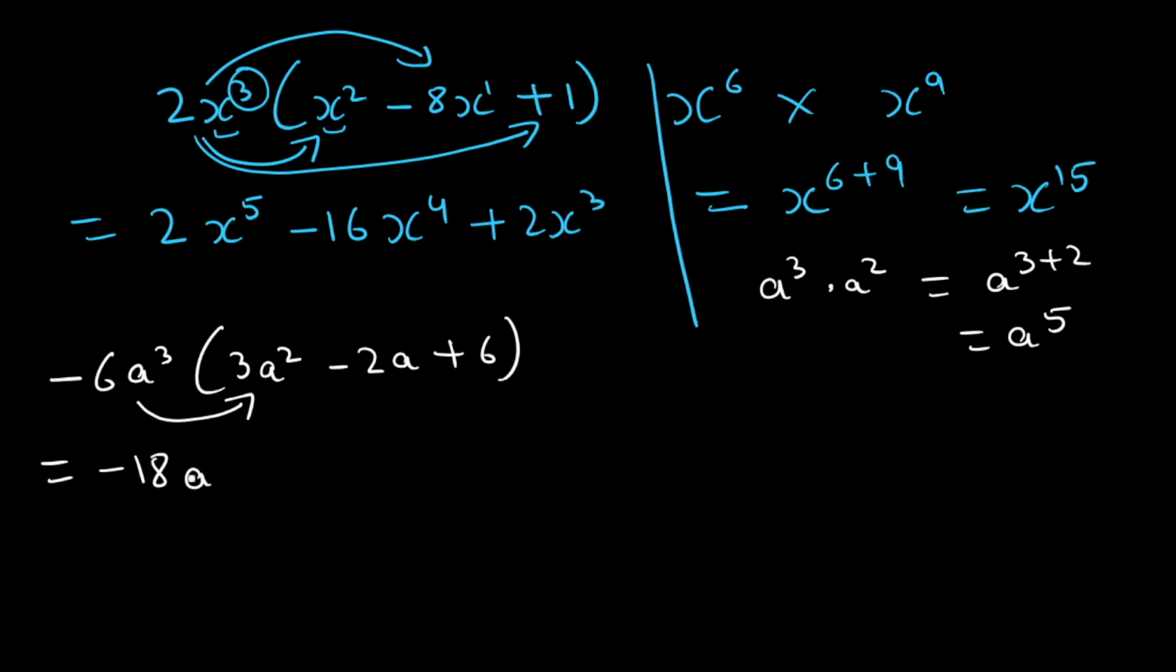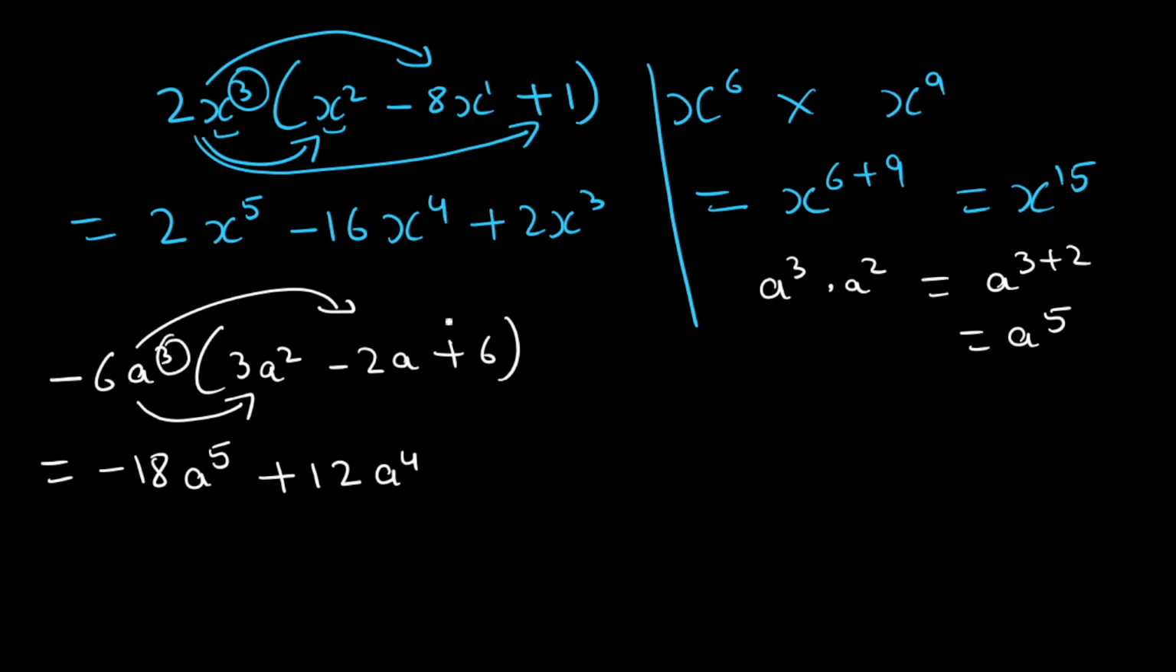So we get negative 18a to the power of 5. Next one, we have negative 6a cubed times negative 2a. So negative 6 times negative 2 is positive 12, and then a cubed times a, we get a to the power of 4.